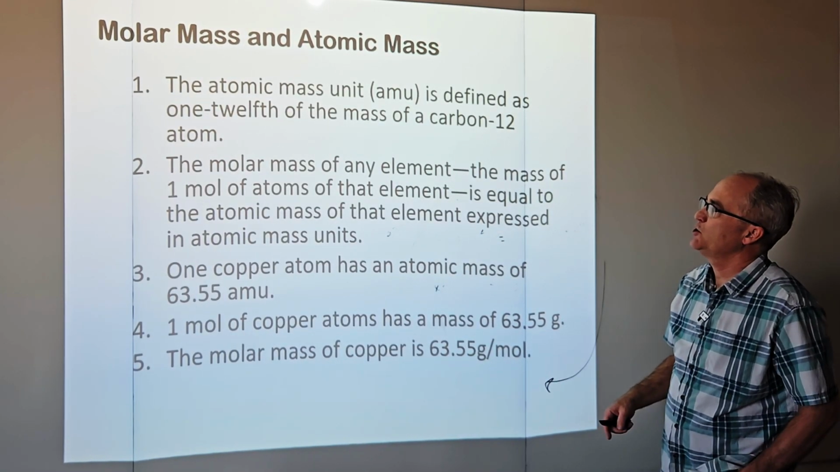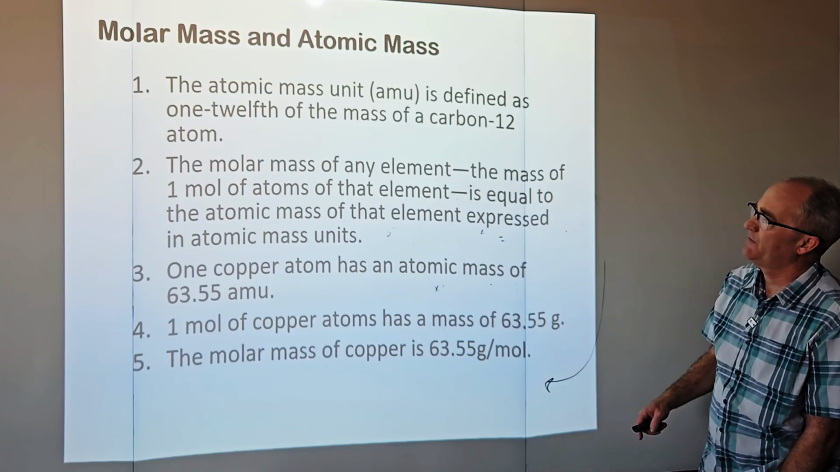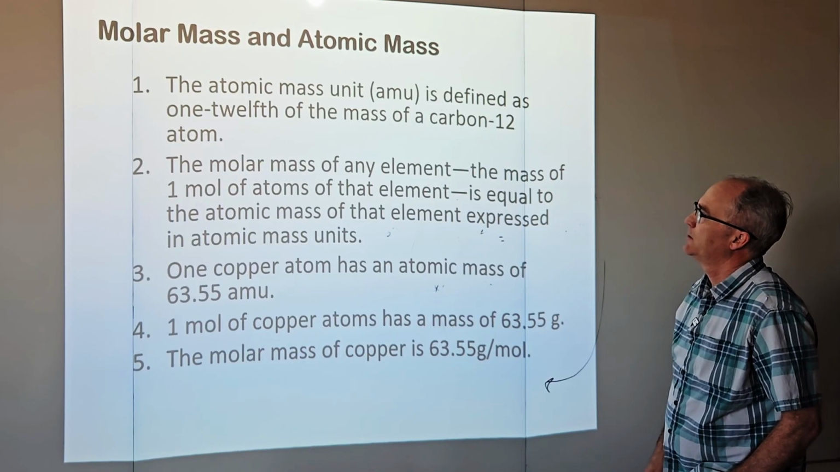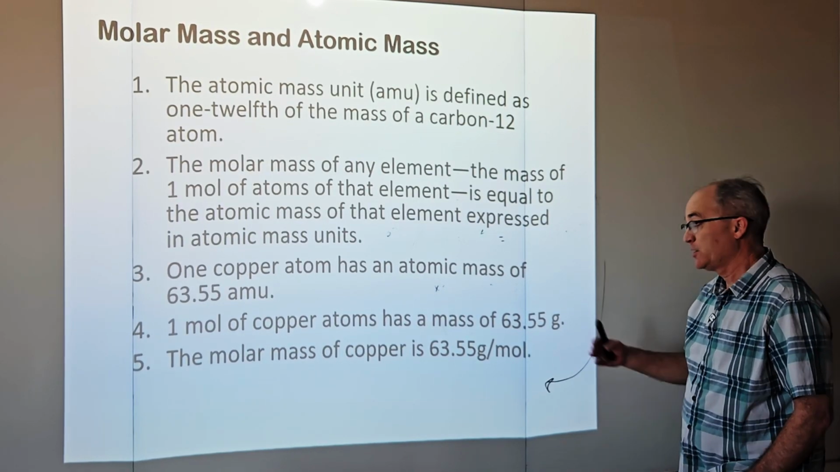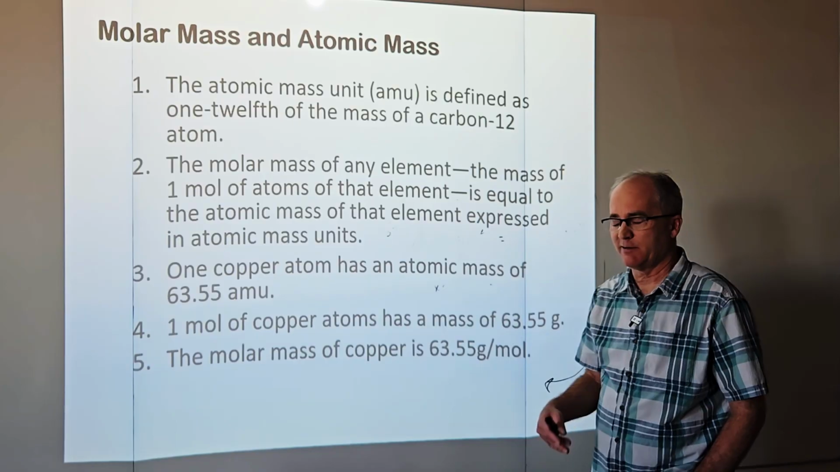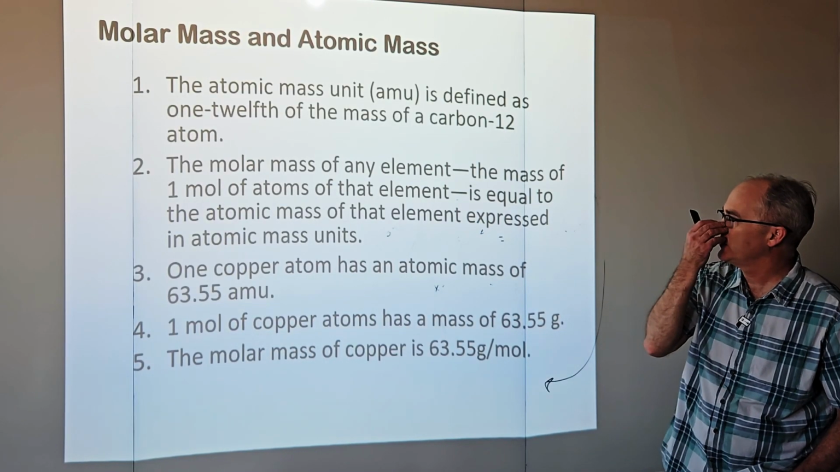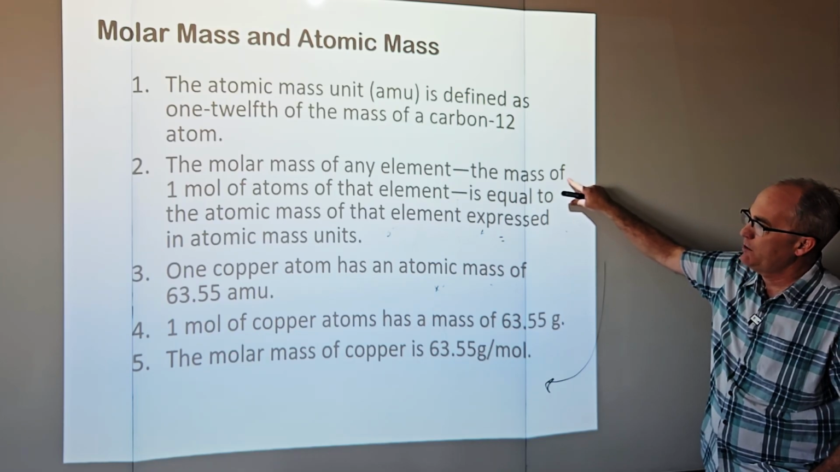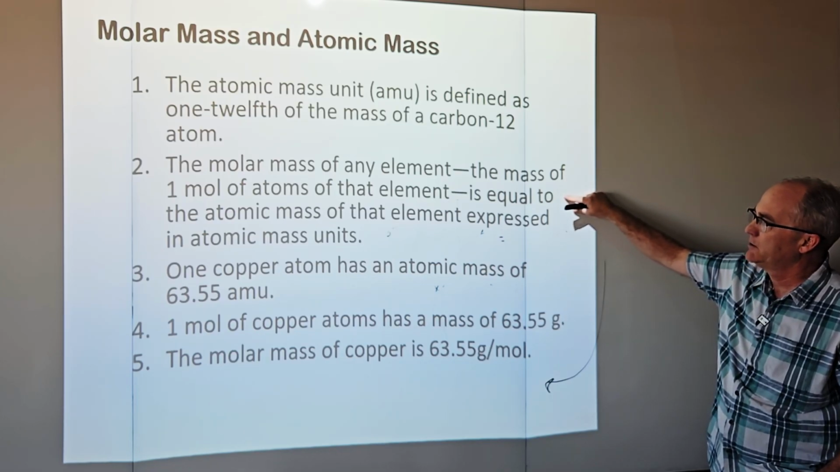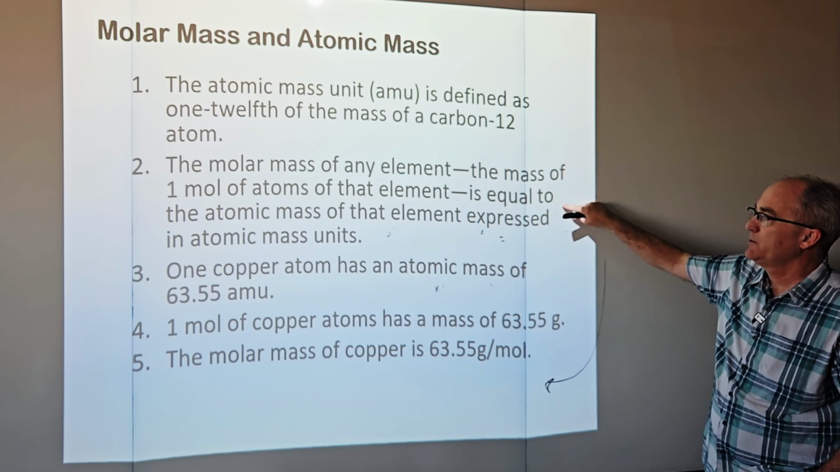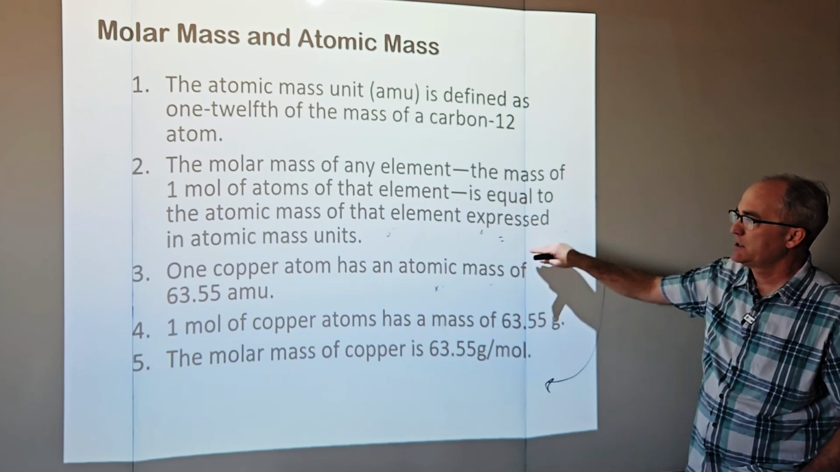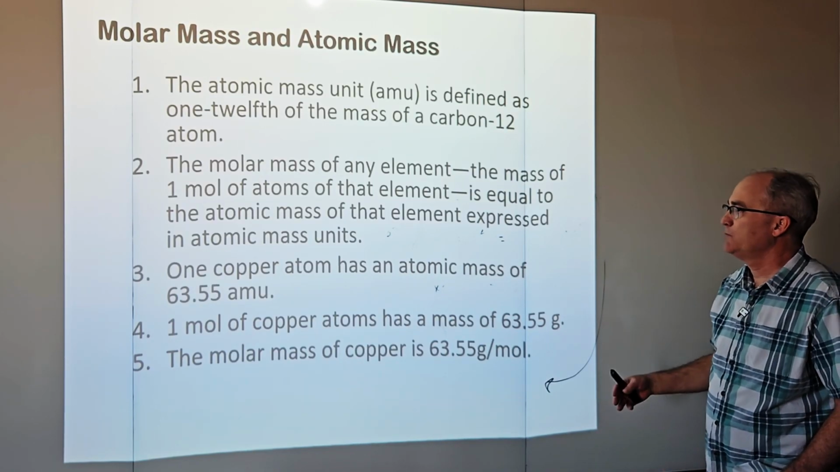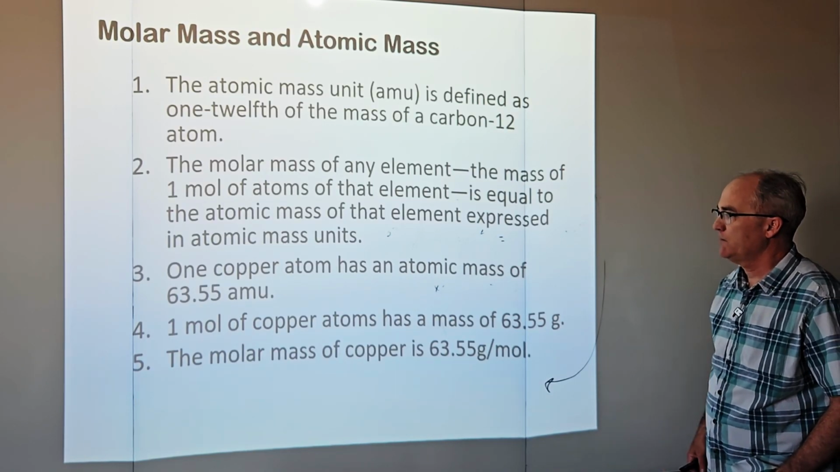The atomic mass unit, AMU, is defined as 1/12 the mass of a carbon 12 atom. We're saying a carbon 12 atom weighs exactly 12 atomic mass units. The molar mass of any element is the mass of 1 mole of atoms of that element, and it turns out is equal to the atomic mass of that element just expressed in AMUs. Or if you know the AMUs, you just turn it around to grams.